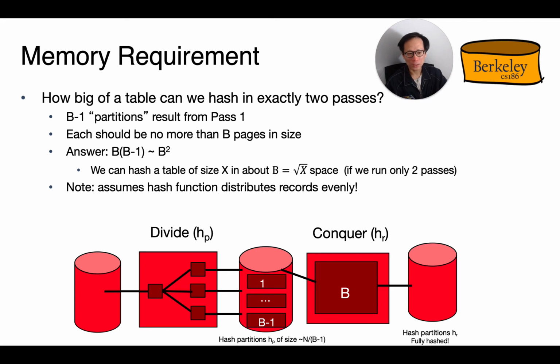Note that this assumes that every hash partition is about the same size, which is to say that the hash function distributes records evenly. That may or may not be true in actual practice. If we have a bigger table, or if one of our partitions is larger than B pages, because the hash function does not distribute records evenly, then we actually need to do what is known as recursive partitioning. Let's see how that works next.